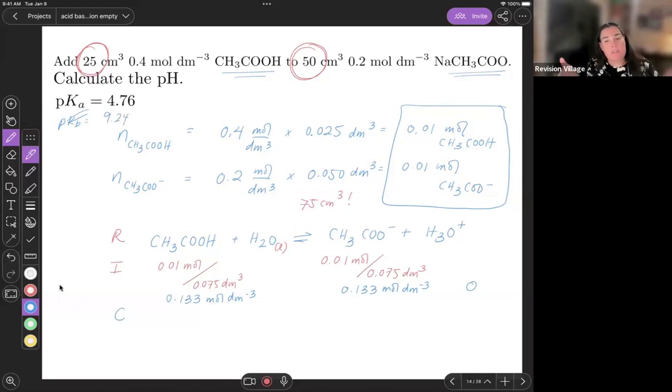So when these two things are in solution together, my expectation is that the acid is going to be the winner. It's going to be the one that's able to give off protons and make more base. So I believe that I am going to take away some of the acid, and I'm going to make some conjugate base and some hydronium. So that at equilibrium, I have 0.133 minus X, 0.133 plus X, and X.